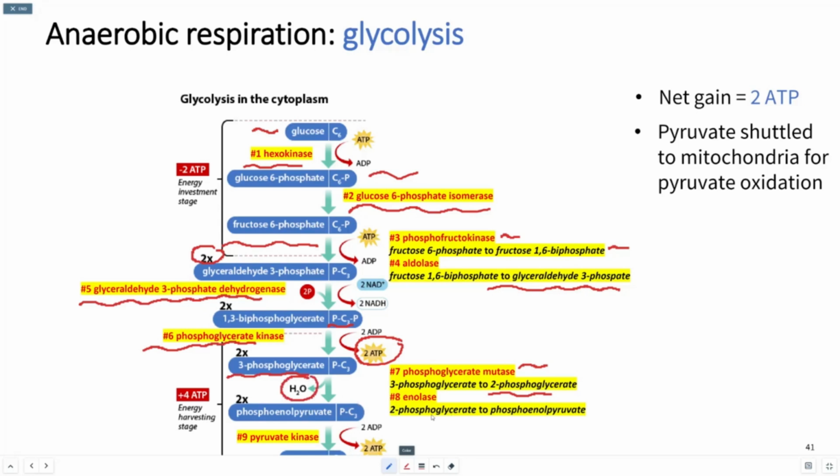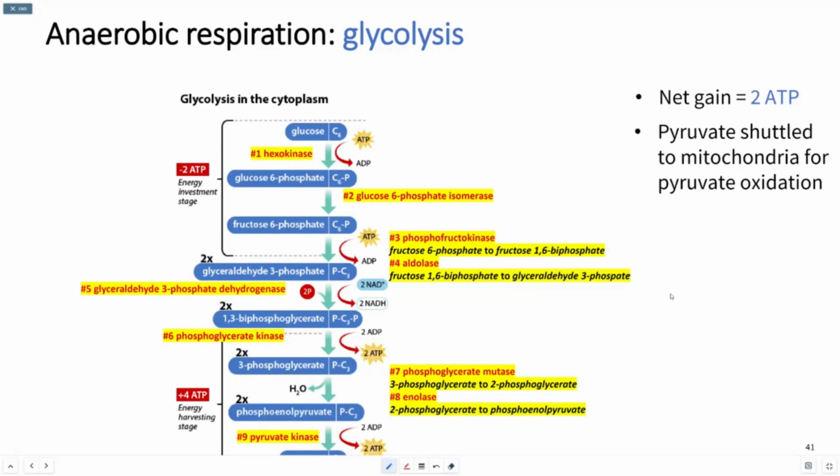Moving to step 8, we use an enzyme called enolase, which converts 2-phosphoglycerate into phosphoenolpyruvate. And then phosphoenolpyruvate gets converted into pyruvate with the last enzyme called pyruvate kinase, PK. So at the end, there is a net gain of 2 ATP and 2 NADH molecules.